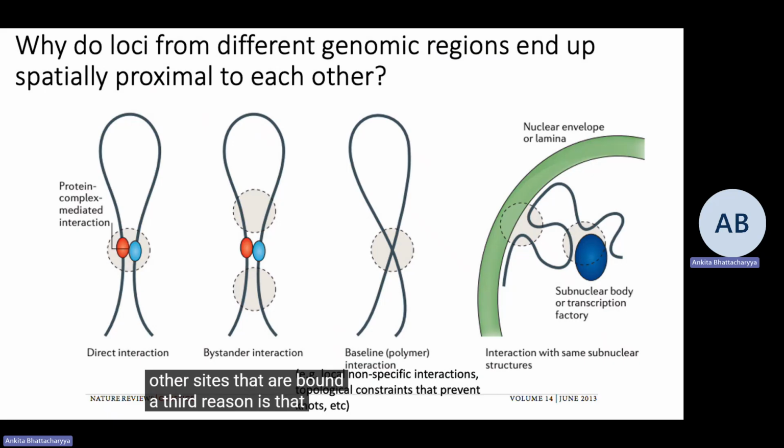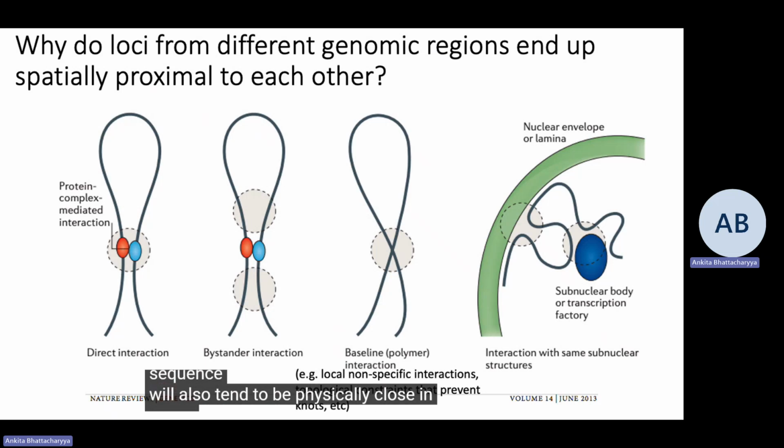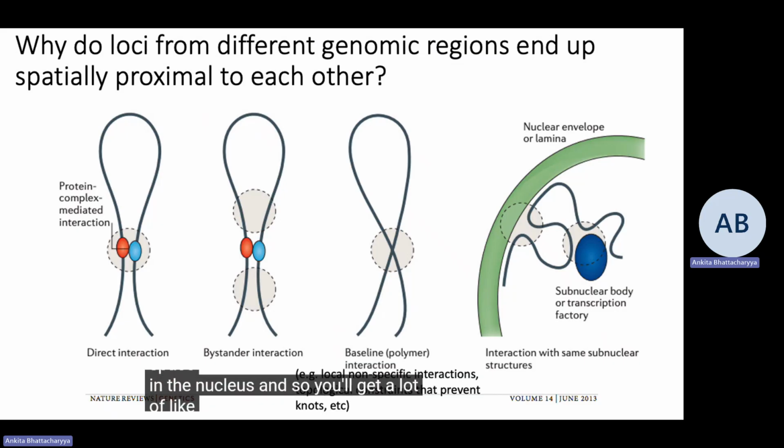Third reason is that chromatin is, you could essentially think about it as, a really long polymer chain. That means that genomic regions that are close in linear sequence will also tend to be physically close in space in the nucleus. And so you'll get a lot of non-specific interactions between physically close genomic loci.